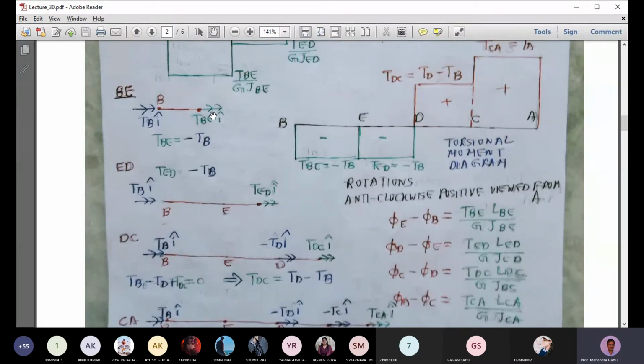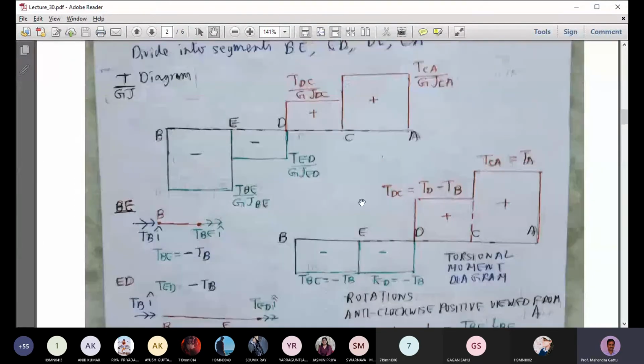So we have to put the right hand to the left hand side and curl it, so the twisting moment is in that way. Same thing for TED. Although we are assuming it to be in this direction, the value turns out to be negative. TDC we are assuming to be like this, but its value is positive. It's similar to the axial load problem. We assume a tensile load, but the value can be negative, and then it will be a compressive load. So it is the same system of analysis.